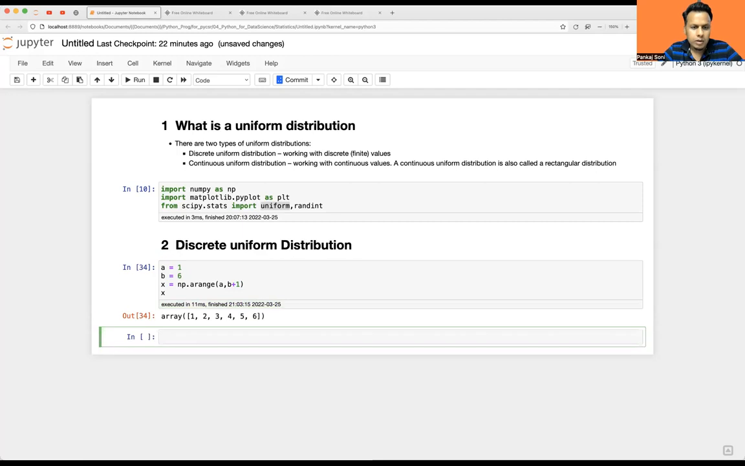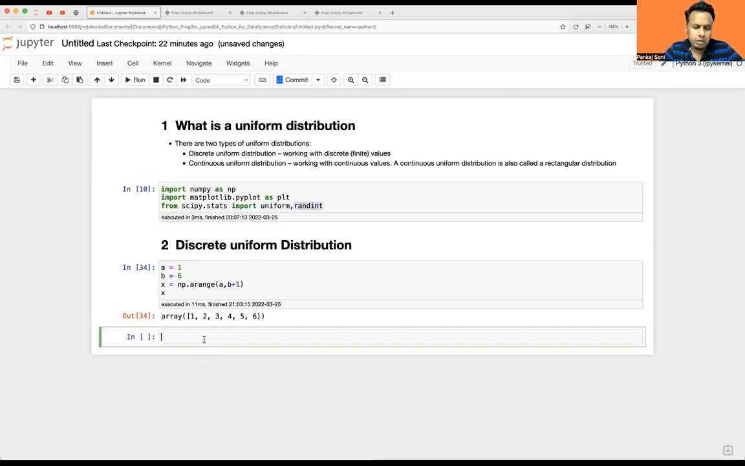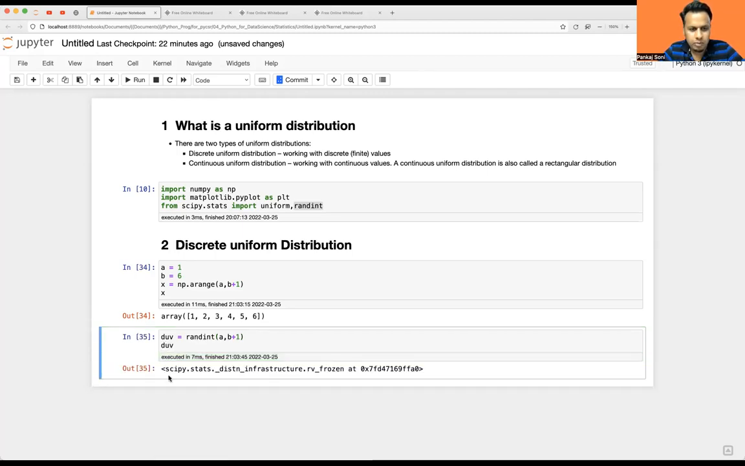Now go ahead and generate an object for the random integer, which I'll call the discrete uniform variable, dub. Here I can give randint with a and b plus 1, because the upper bound is going to be excluded. Let's see what is there. It is going to generate one object.